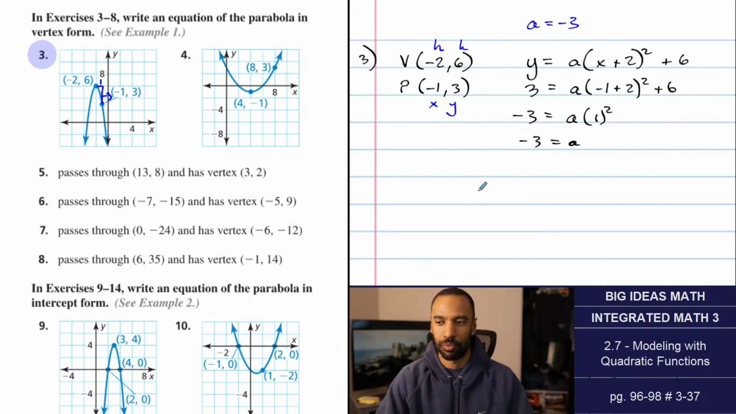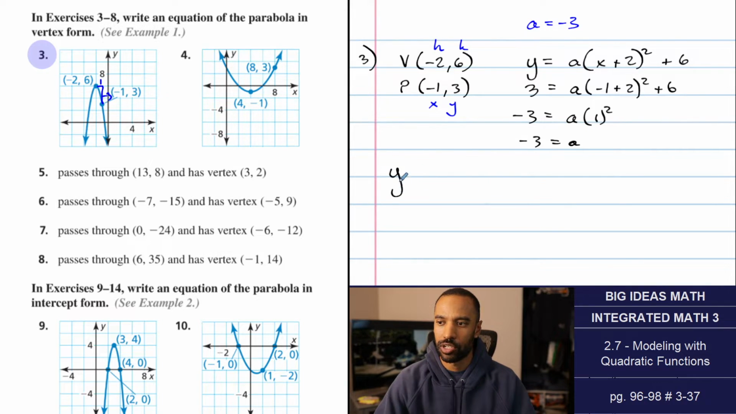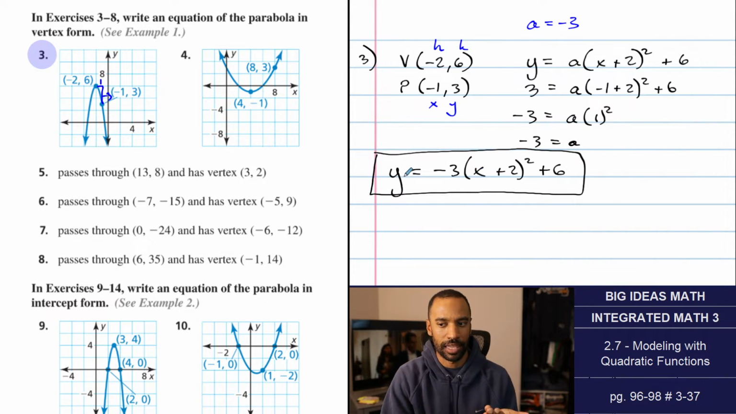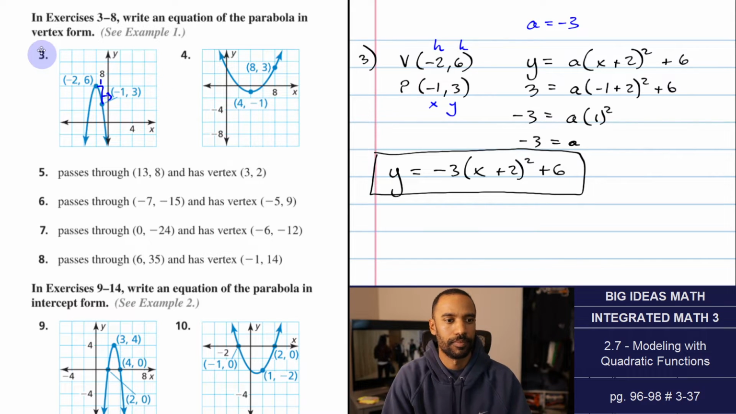Well, I got A as negative 3 as well. That works out. So the final equation is going to be y equals, don't forget to reinsert y and x, negative 3 times x plus 2 quantity squared plus 6. Remember, the goal is to write the equation for the parabola, the entire thing, every x, y that goes with it. We just need to find the A that associates with the one that gets that solution given that vertex, and we just did.